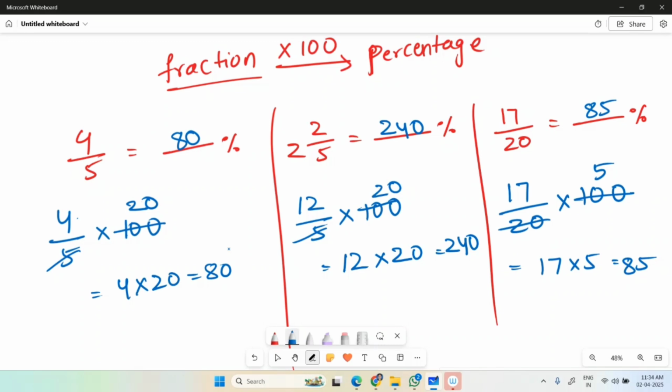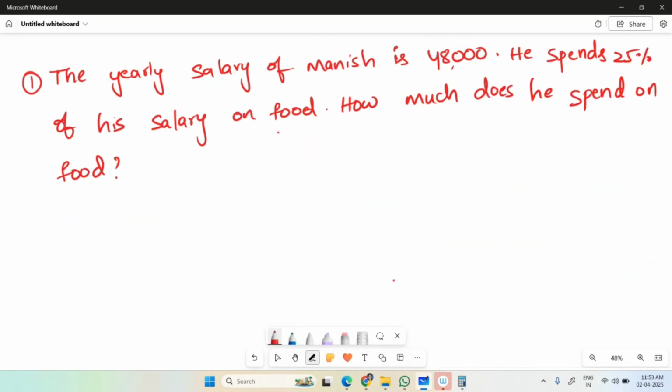But in our real life, where do we use these percentage questions? Let's solve some real life word problems where exactly we use percentages. So let's see the question here. The yearly salary of Manish is 48,000 rupees. Now he spends 25% of his salary on food. How much does he spend on food?